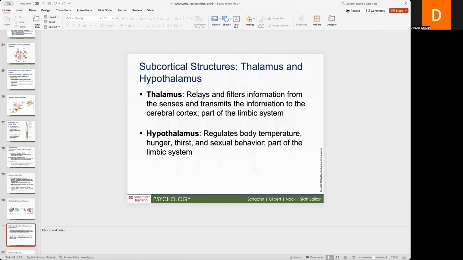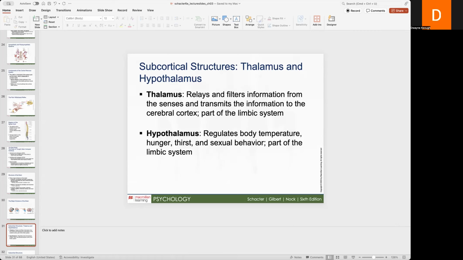Now, if you're wondering, does all of the information from, say, touch and sight and hearing go through the same areas of the thalamus? No. They're in adjacent areas, but they all have their own, think of it as superhighways, where the information is passing through, going to other areas of the cerebral cortex to be processed.